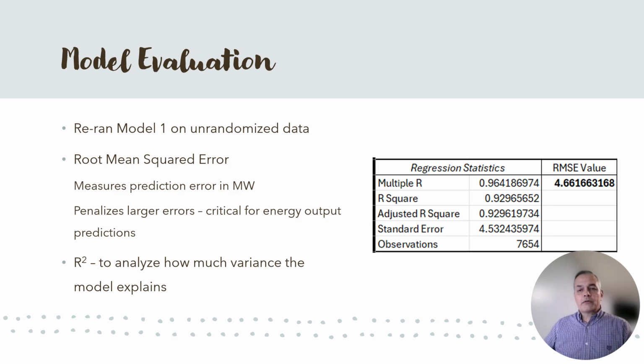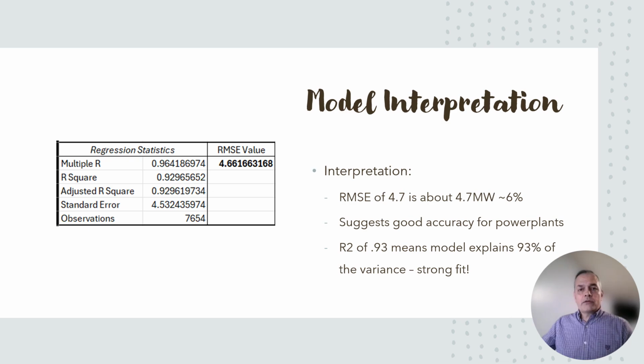After selecting the 4-feature model, I trained it on the full training set, the unrandomized data of 7,654 entries, and then used the remaining 1,914 samples to test it. The root mean squared error was about 4.7 megawatts and the R-squared value 0.93, indicating strong performance in the model. The 4.7 megawatts means the average prediction error is about 4.7 megawatts.